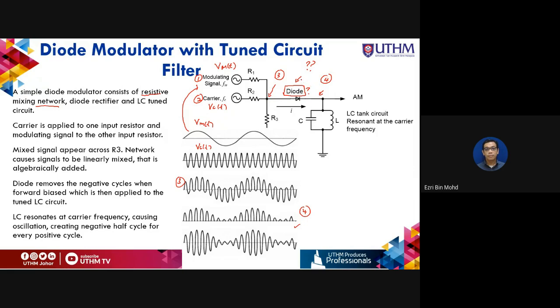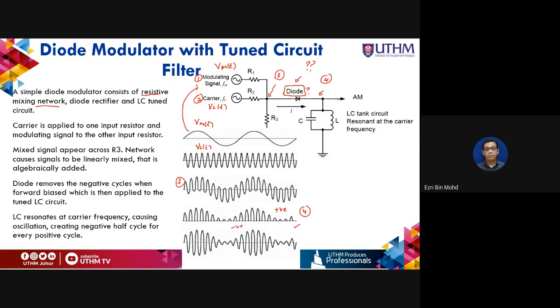Okay, apa yang diode dia buat? Allow current to flow in one direction. Yes, correct. So allow only one direction of current, so that only the positive side appears at point 4 and the negative side is eliminated.